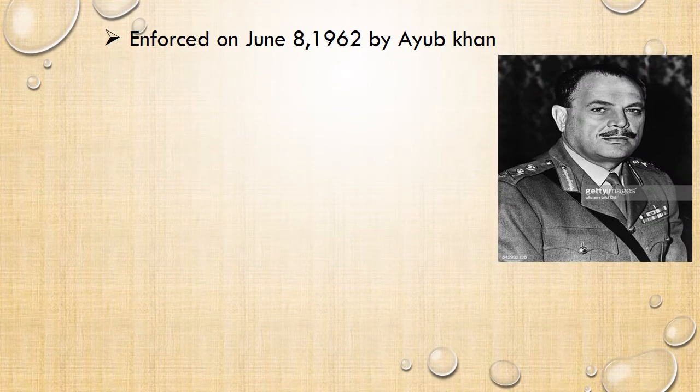Today I would like to talk about the Constitution of 1962. It was enforced on June 8, 1962 by Ayub Khan. Now we will discuss the main salient features of the Constitution of 1962, and then we will discuss the main causes for the failure of this constitution.